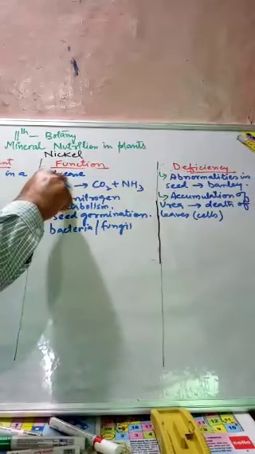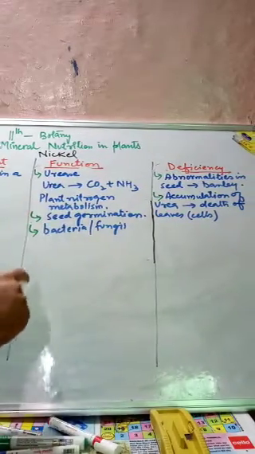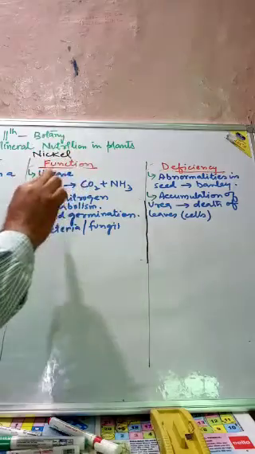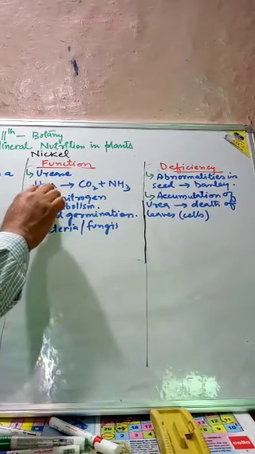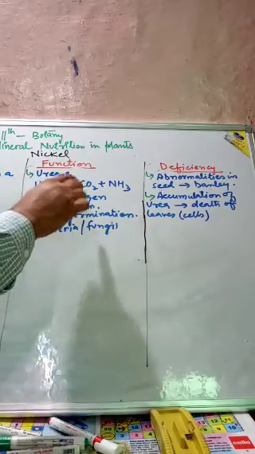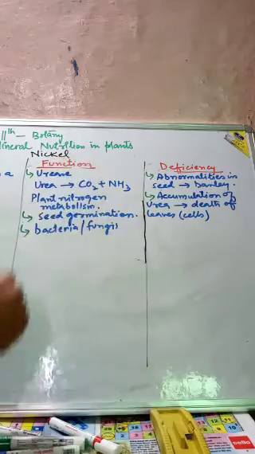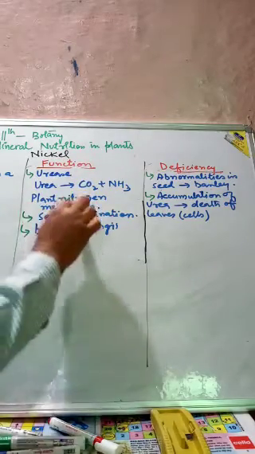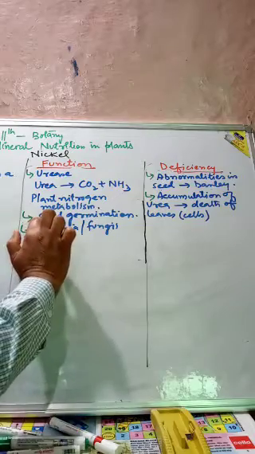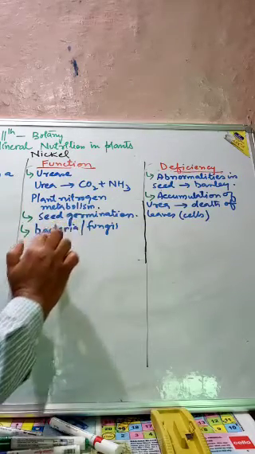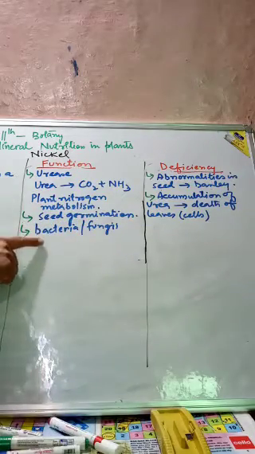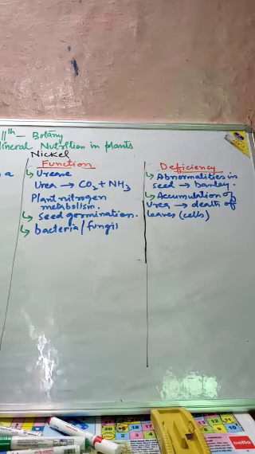Function: it is an important component of this urease enzyme. This urease enzyme helps us in the breaking down of urea into ammonia, and then this ammonia is available for plant nitrogen metabolism. It plays an important role in seed germination. It is important for bacteria and fungi, which are very much essential for plant growth.